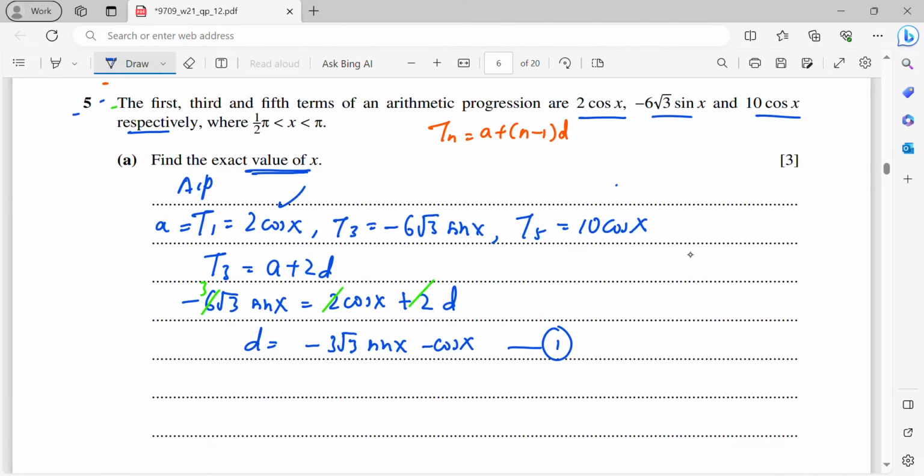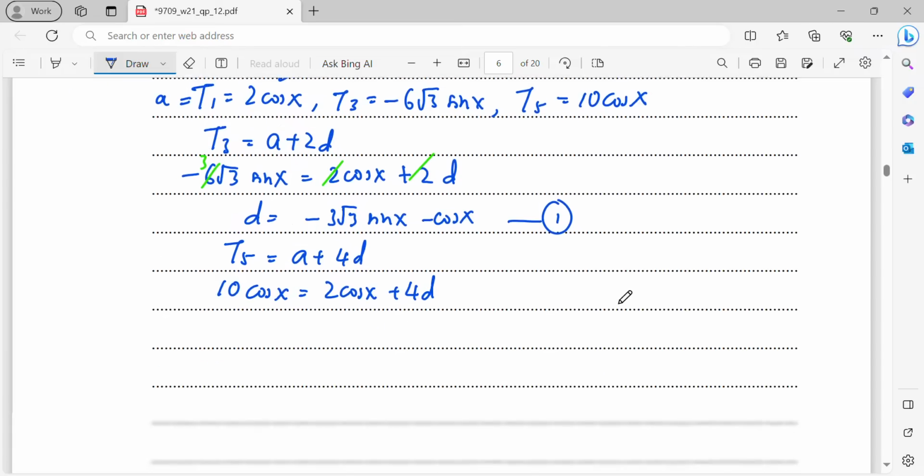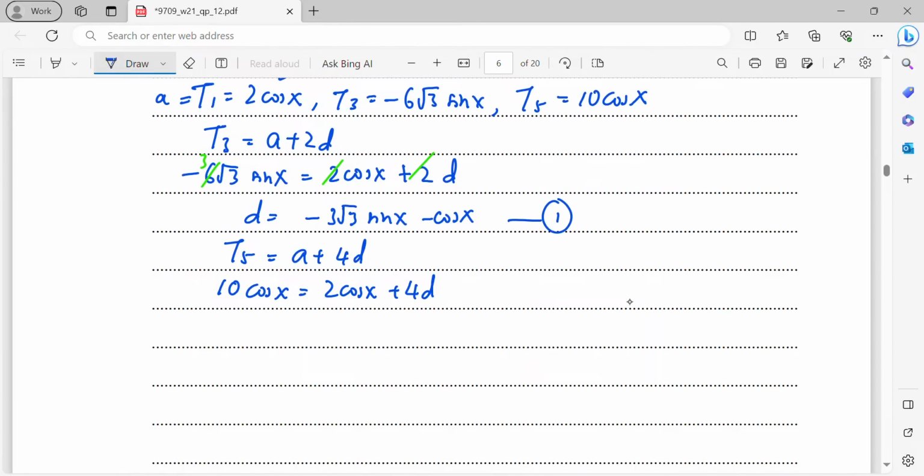Now, next is going to be using the T5. So T5 is a plus 4d according to the Tn formula. So now my T5 is 10 cos x, then my a is 2 cos x plus 4d. Then the 2 cos x can be moved to the other side, becomes 8 cos x equals 4d. Then I divide the whole equation by 4. That means 2 cos x equals d. This is my second equation.